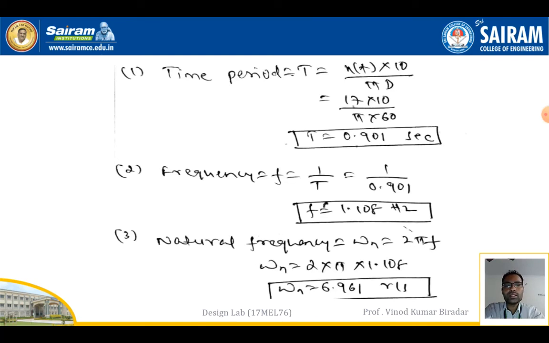Once you calculate the frequency, automatically you get the natural frequency, because omega n is equal to 2πf. We know the f value; we already calculated f = 1.108. Substituting that f value in the equation 2π × 1.108, and using the calculator, you get the natural frequency, omega n, equal to 6.961.